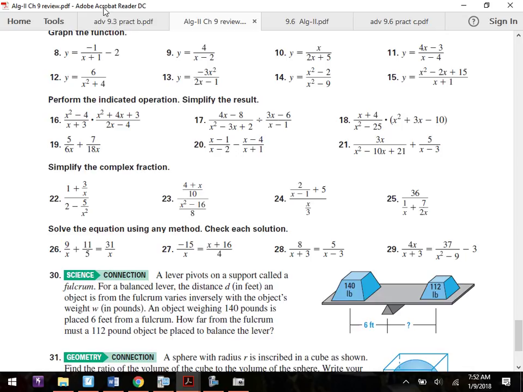You just have to, as you're multiplying or dividing, what you want to do first is you write down the problem, you want to factor everything in.